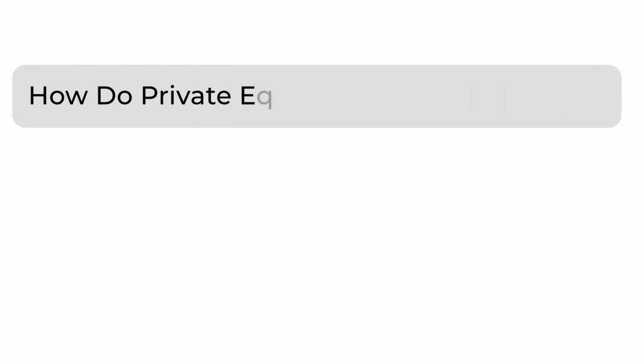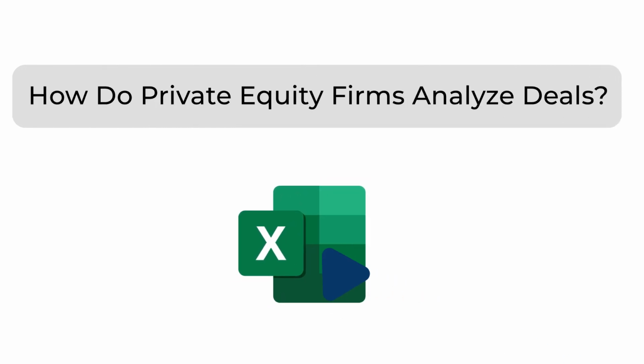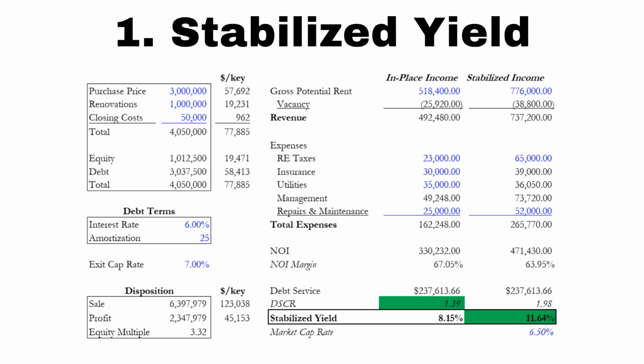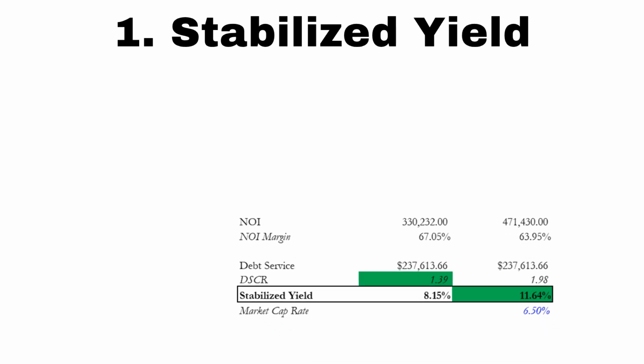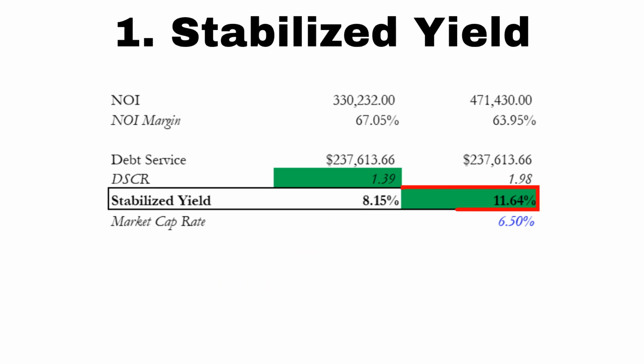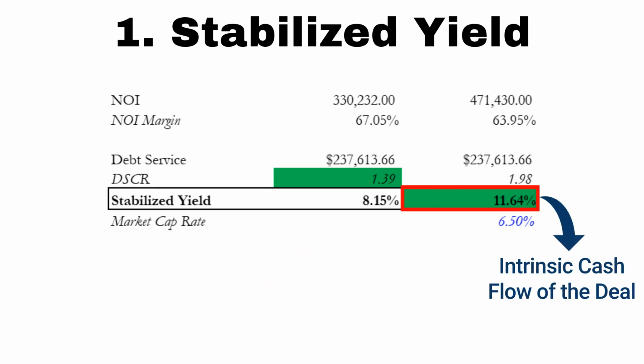How private equity firms analyze deals. The most important metrics. 1. Stabilized cap rate or stabilized yield. Since we focus on value-add deals, the entry cap rate doesn't matter at all as long as we can service our debt. The stabilized yield matters because it shows the intrinsic cash flow of the deal.